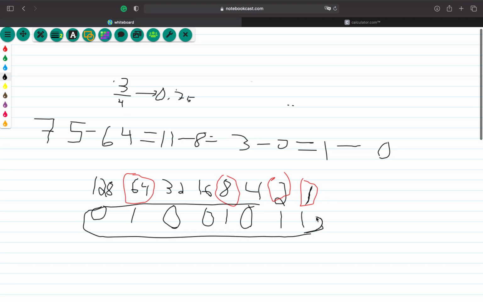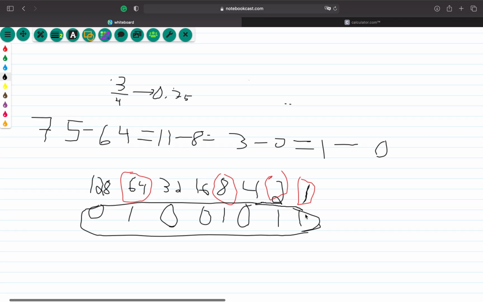And that's basically it. So that's how you convert a fraction into a decimal, or a decimal into a fraction, or a decimal into a binary. So it's 0, 1, 0, 0, 1, 0, 1, 1.